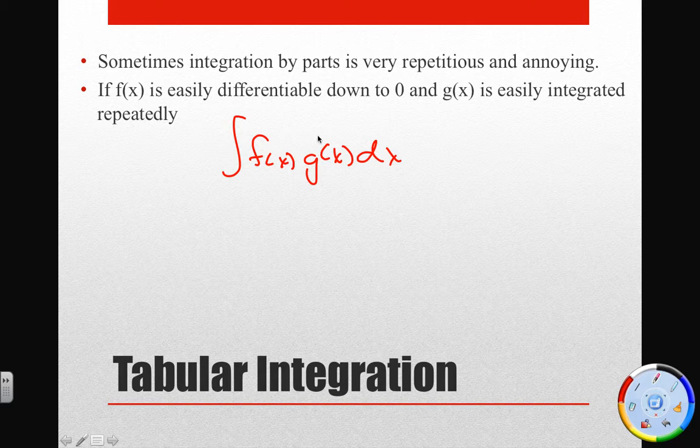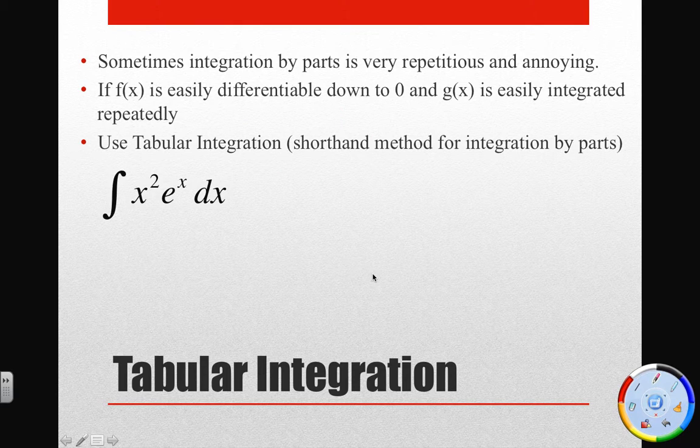So like e to the x is easily integrated, right? It's e to the x, e to the x, e to the x, e to the x. Or a trig function like sine, you can integrate it, it becomes cosine, integrate that, it becomes sine again, and that sort of idea. Whereas f of x might be a polynomial, something you can differentiate all the way down to 0. So here would be an example. This is a shorthand method for integration by parts. We're going to say that f of x is x squared, and g of x is e to the x.